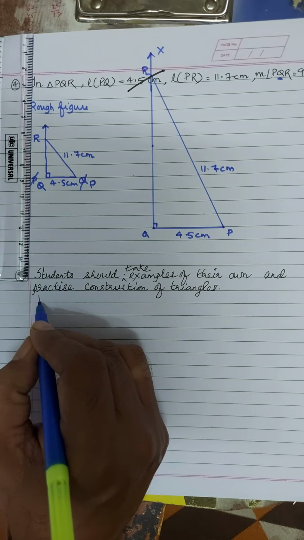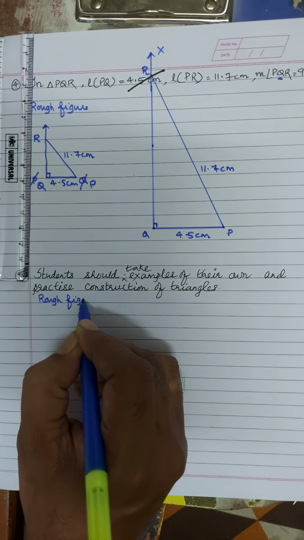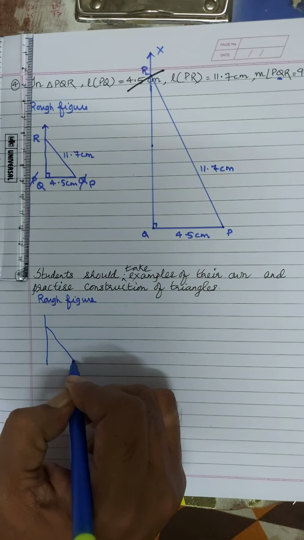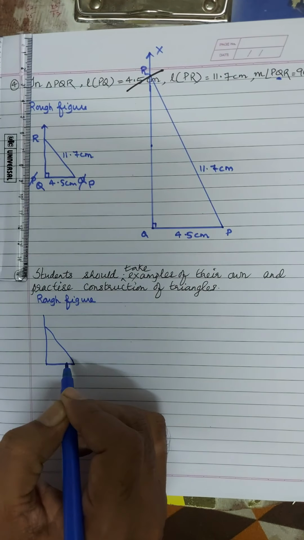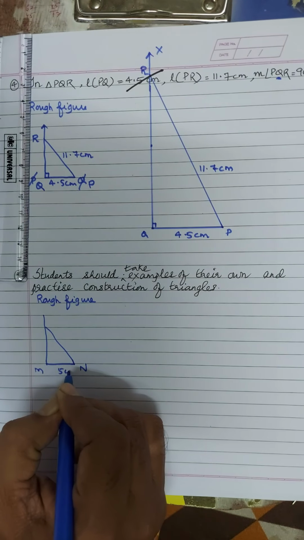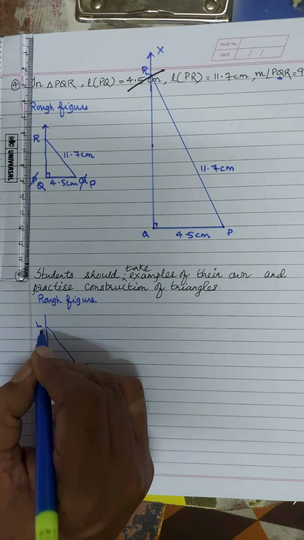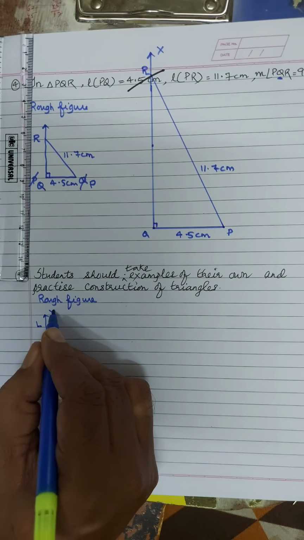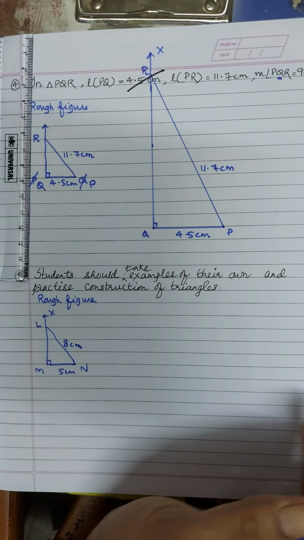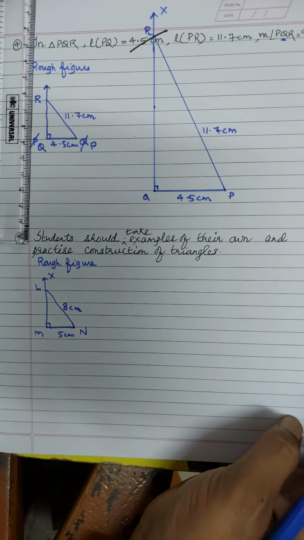Suppose in the rough figure, I am taking any value of your choice. Okay, it's an open-ended question. So you need to take any value. Suppose I am taking MN of 5 centimeter, and this is 90 degree. This is suppose the required triangle LMN, this is X, and suppose LN is 8 centimeter. So any value you can take, it is your choice.